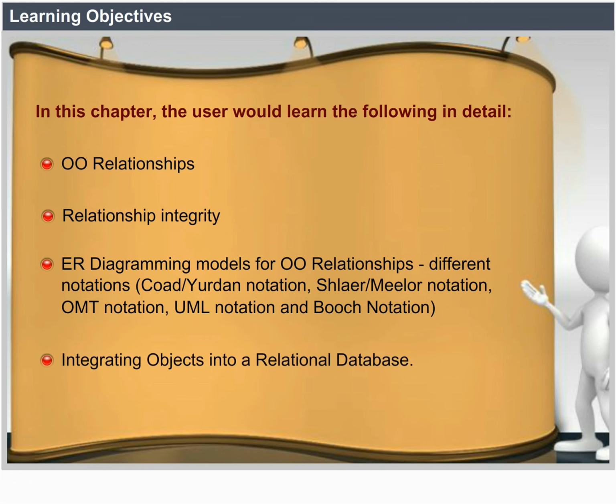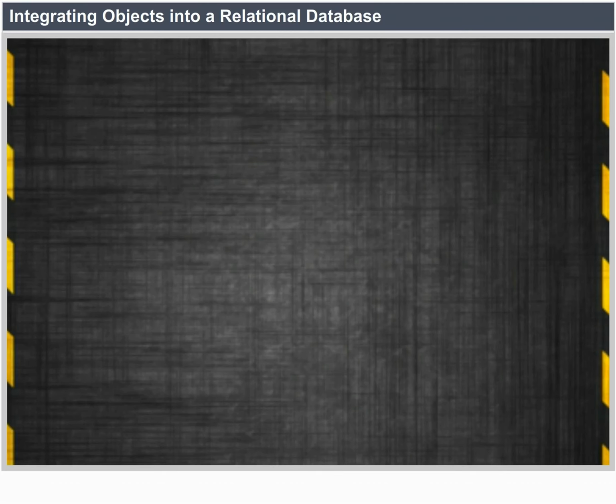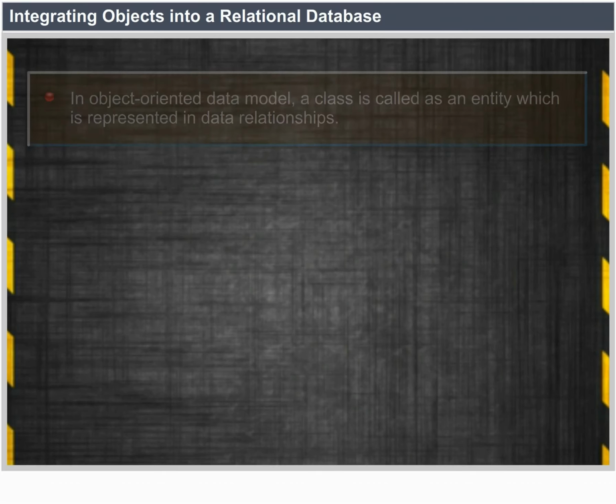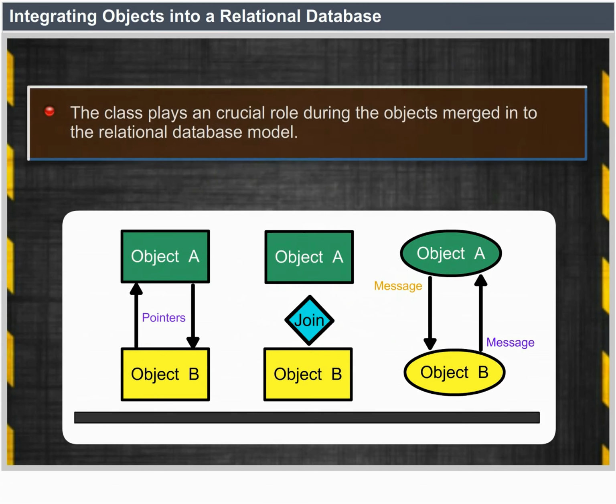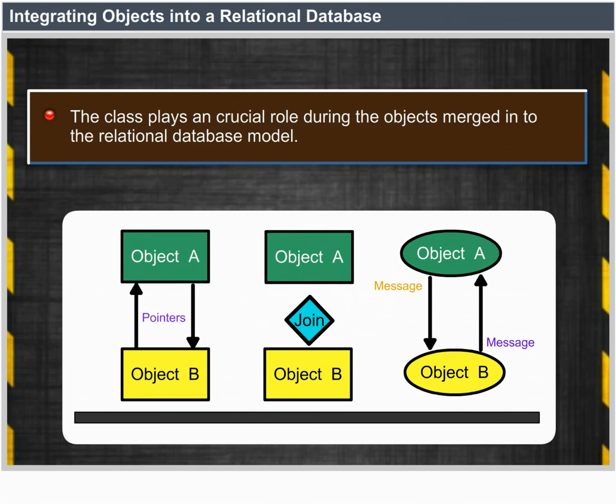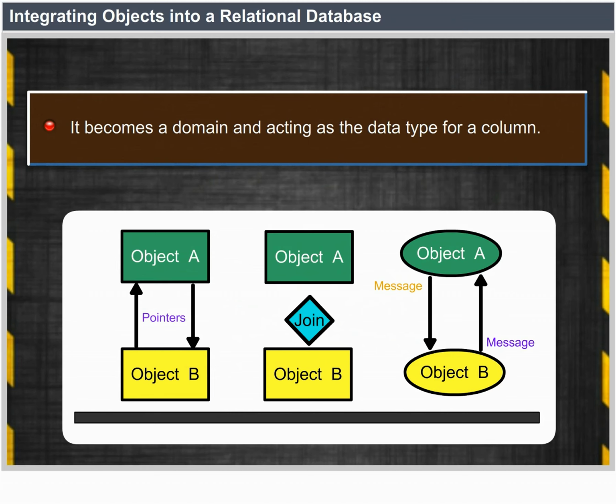Integrating objects into a relational database. In an object-oriented data model, a class is an entity, the element that is involved in data relationships. When we look at merging objects into the relational data model, a class takes on an entirely different role. It becomes a domain, acting as the data type for a column.